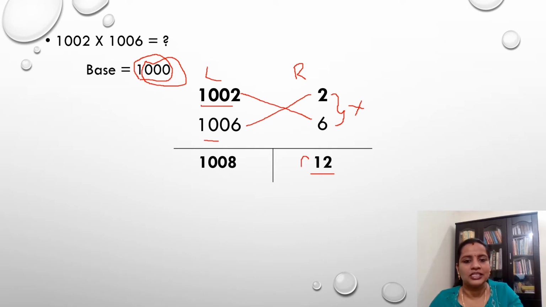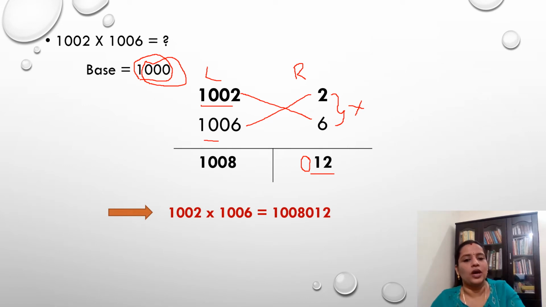Adding a 0 before any number does not change the value of the number, but adding a 0 after the number changes the value. So keep it in mind, to increase the number of digits, we just add 0 before the digits. This is a very important thing. Don't forget to check the number of digits and the corresponding zeros in the base. Then 1002 into 1006 gives me 1008 and 012. I have taken down the LHS and RHS directly.